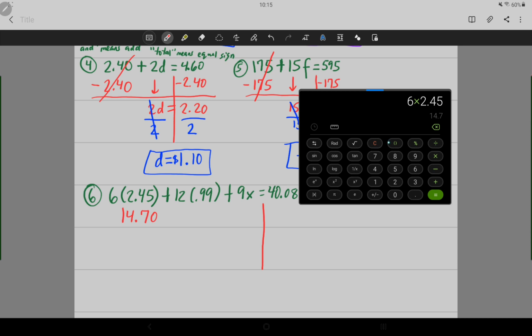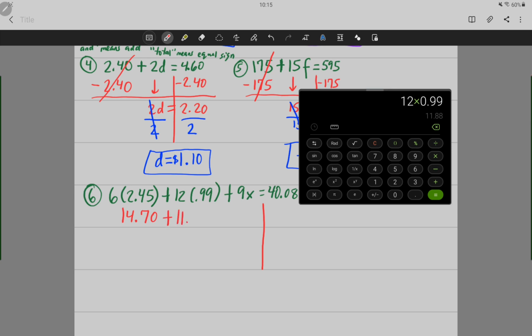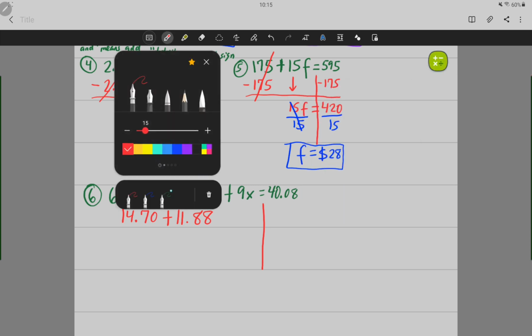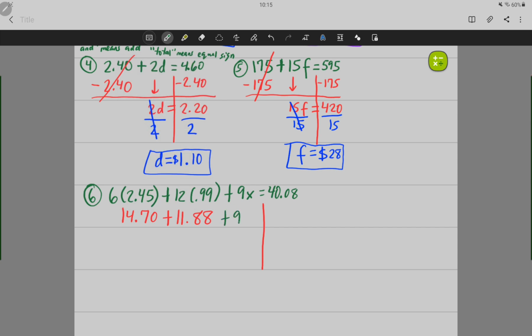Next, you come to 12 times 99 cents, which is 0.99, which, as you see here, will give us $11.88. We haven't used our 9x, so we're just going to bring that down. So plus 9x, bring down equal sign, bring down the total, $40.88. Okay. So far all we did was multiply. But now I still have a lot of terms here on the left side. Let me just color code it for you.